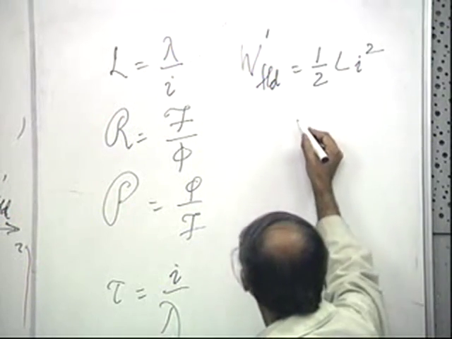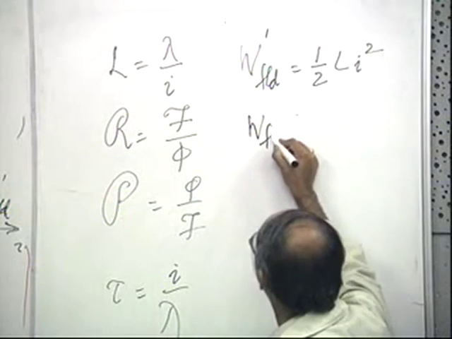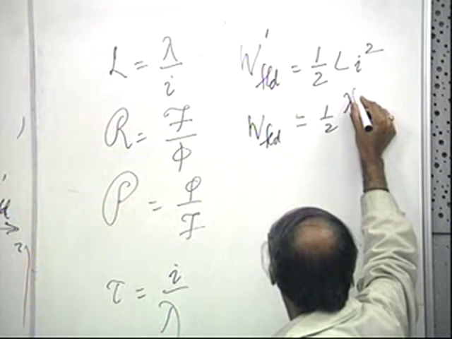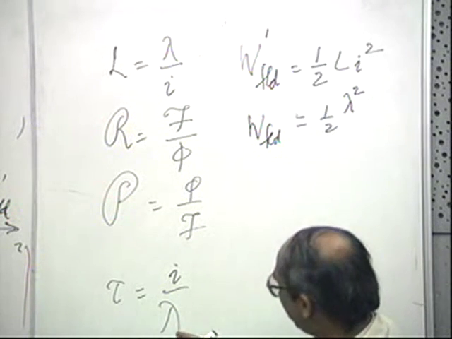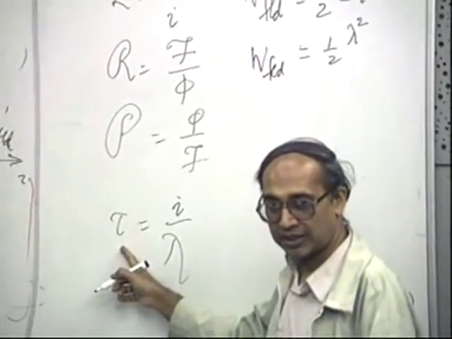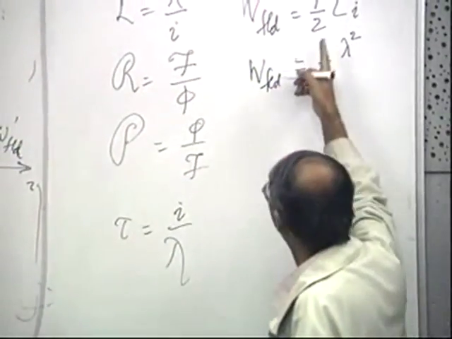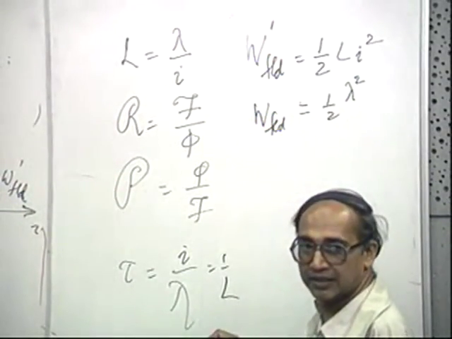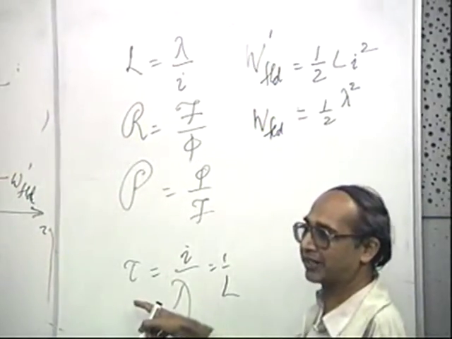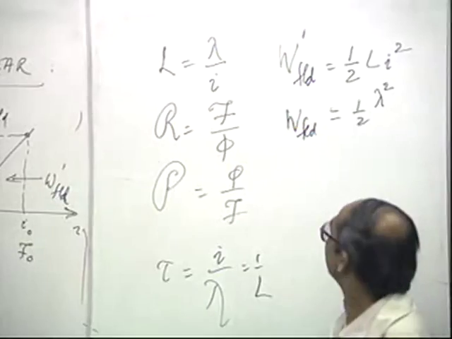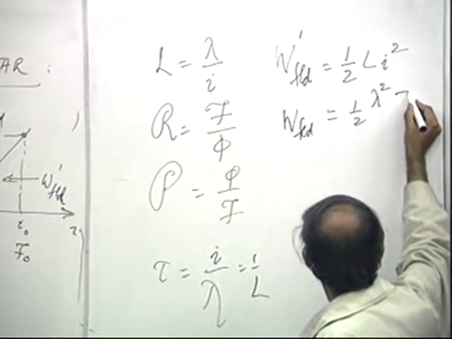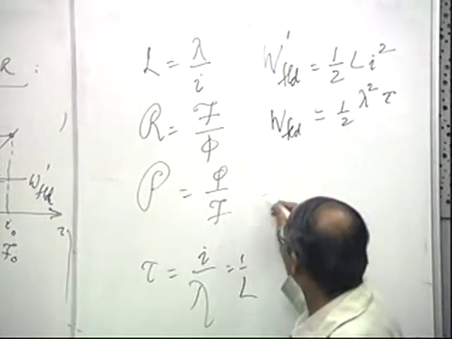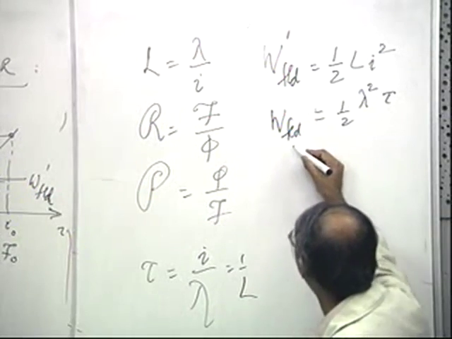You can also call it W field if you write in terms of half lambda square into tau, right? Is it right? Because I define tau as 1 by L. So what is this called? This is the reciprocal of inductance. So this is lambda square into tau, 1 by L. Now, is this W field or W field dash?